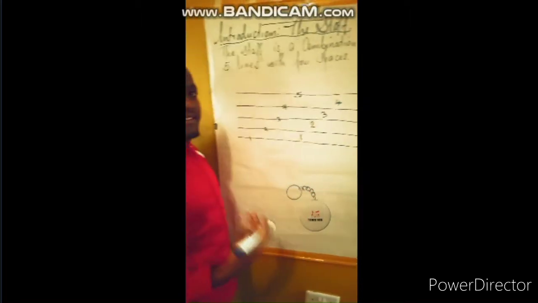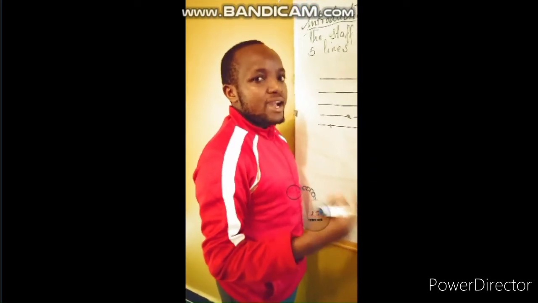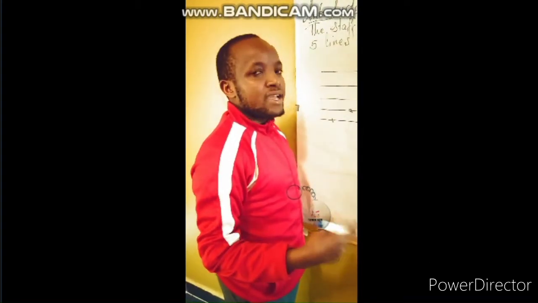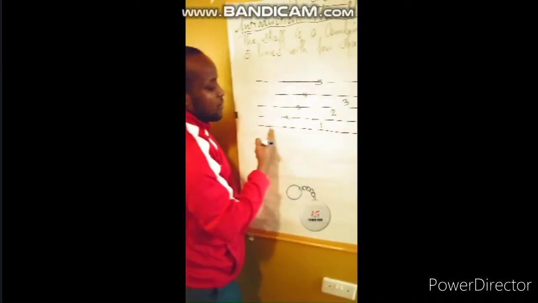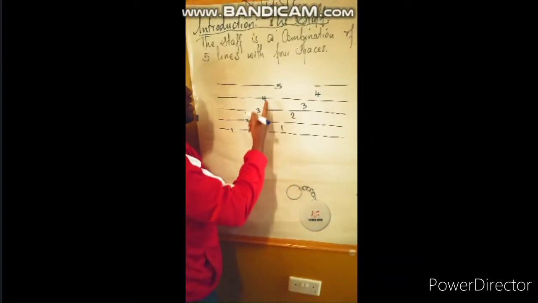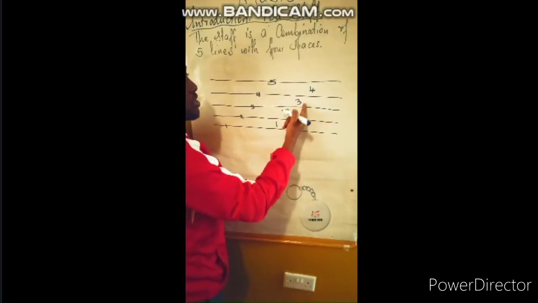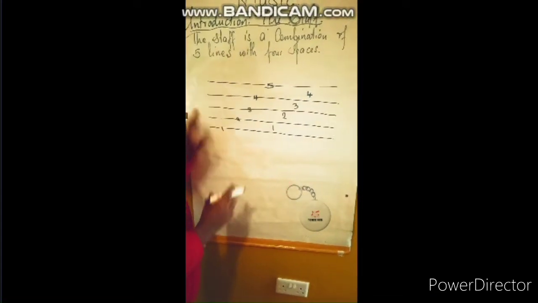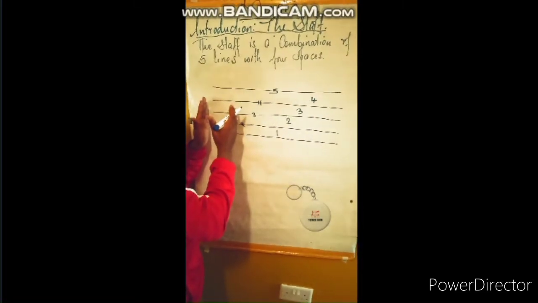We can simply say that the staff is a combination of 5 lines superimposed on each other and 4 spaces also superimposed on each other. I repeat, line number 1, 2, 3, 4, and 5. Spaces number 1, 2, 3, and 4. On this staff, this is where we write our music notes or music notations.